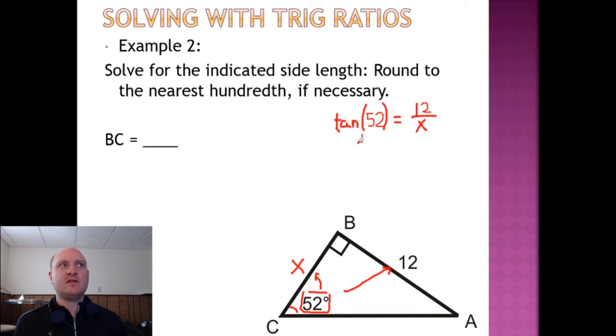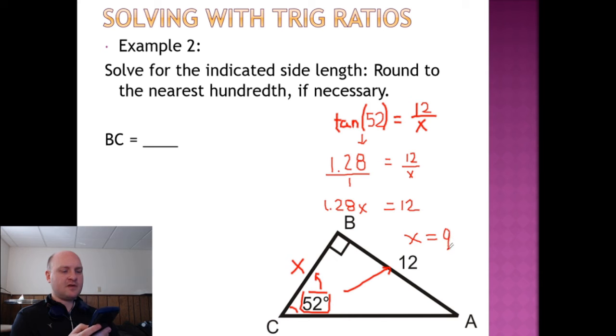Next, we will take the tangent of 52 and determine its decimal value. Here, it's 1.2799, which is approximately 1.28. Then I will cross multiply and solve. And I get an answer of 9.375, which I'll round to 9.38.